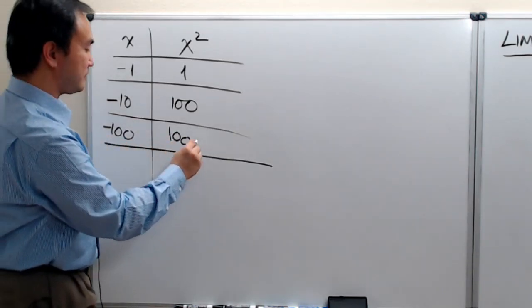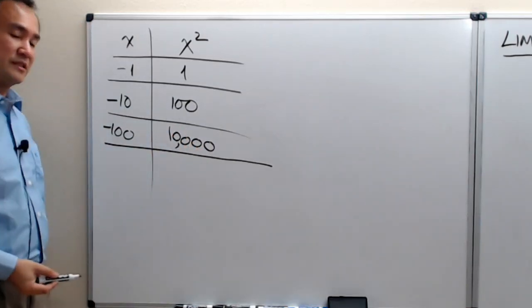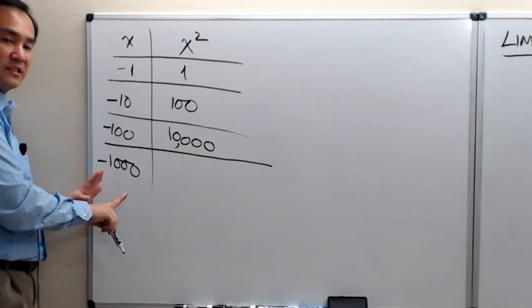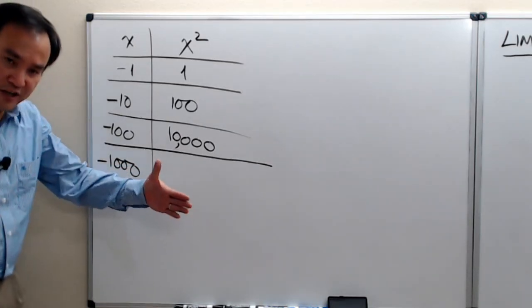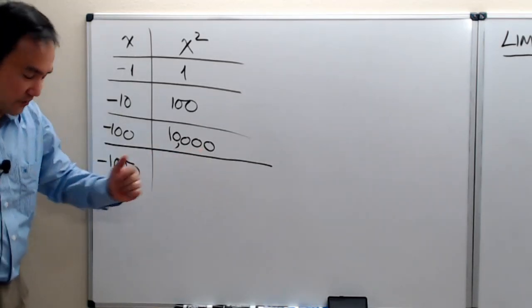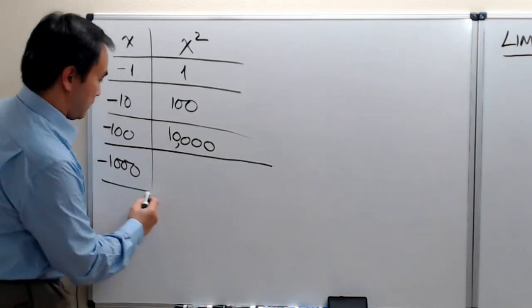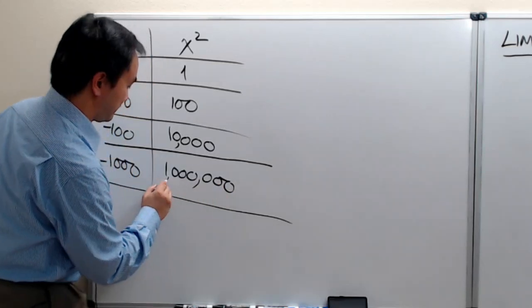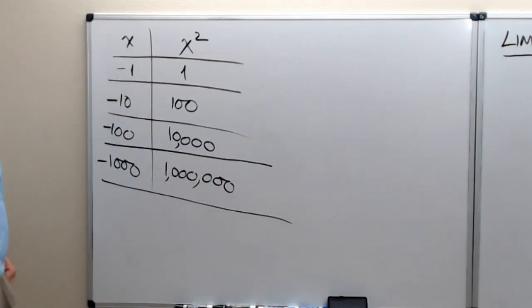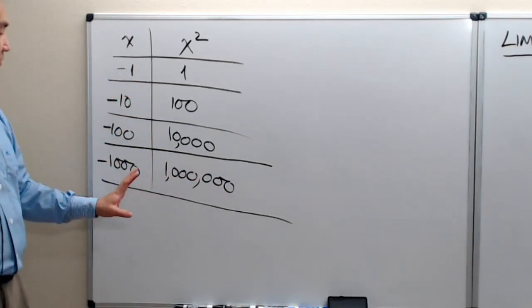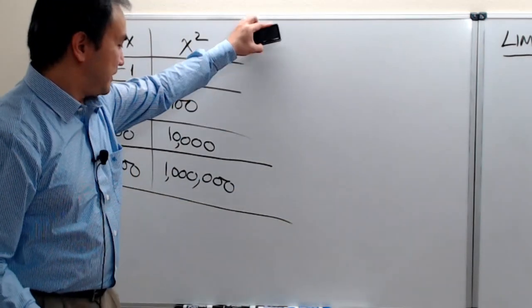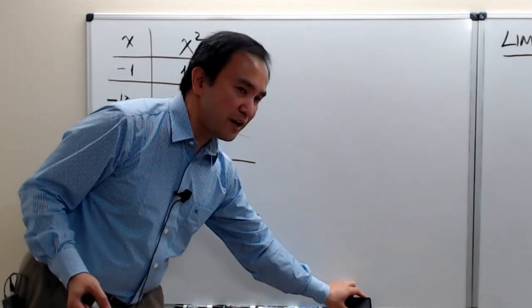So 10,000. And then how about -1,000? See, we keep letting x grow negatively larger, negatively larger, and negatively larger. And so our outputs here, 1 million. And so now once again there's no need to move on any further to put in any more entry, but now anyone viewing this video can start making a quick estimate.